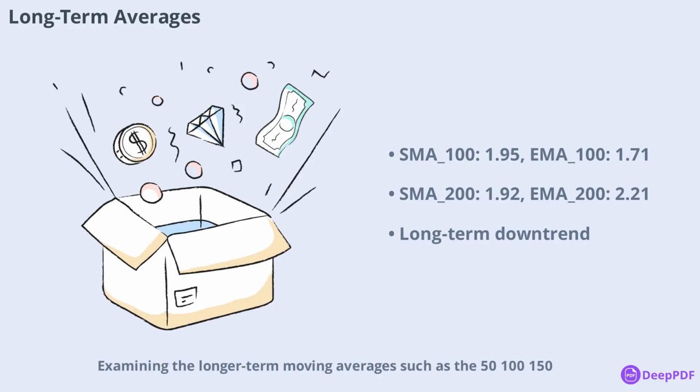Examining the longer-term moving averages, such as the 50, 100, 150, and 200-day SMAs and EMAs, we notice a consistent pattern. All are well above the current price. For example, the SMA 100 is at 1.95 and EMA 100 at 1.71, while the SMA 200 is at 1.92 and EMA 200 at 2.21. This suggests that SNGX is in a longer-term downtrend, and significant upward momentum would be needed to reverse this trend.